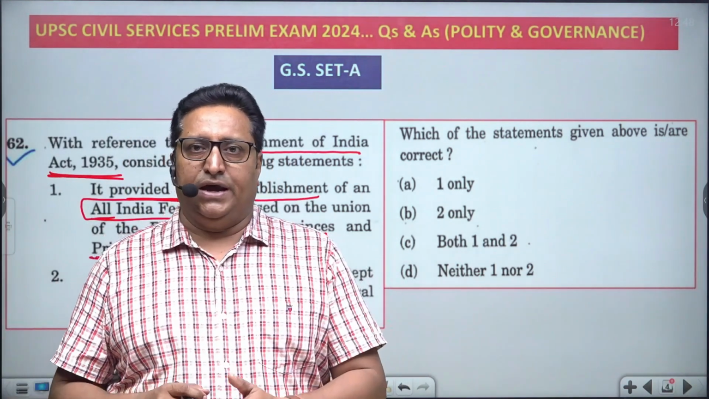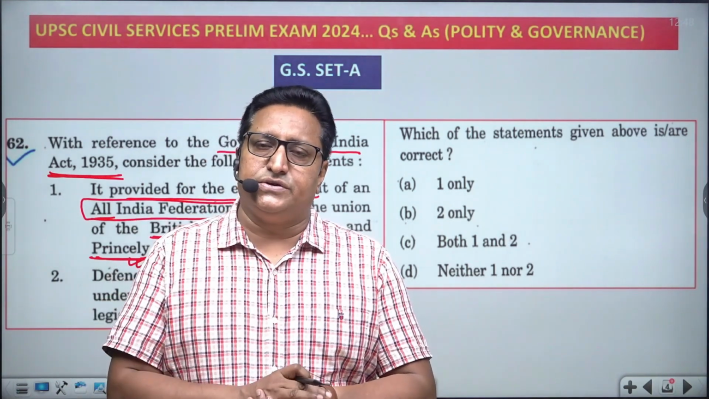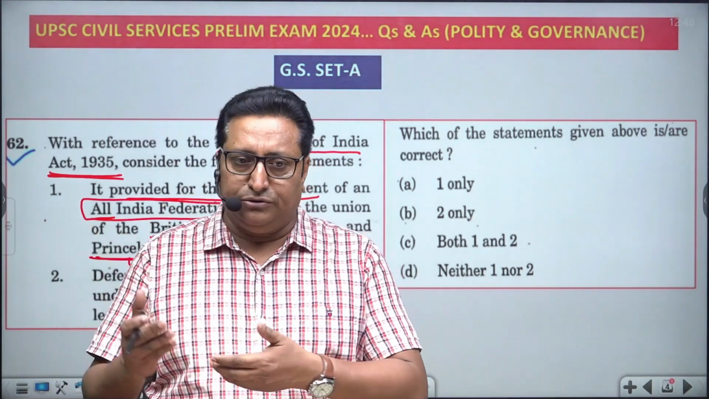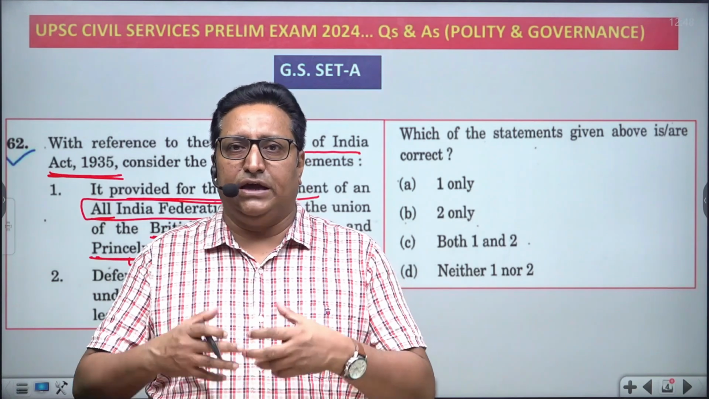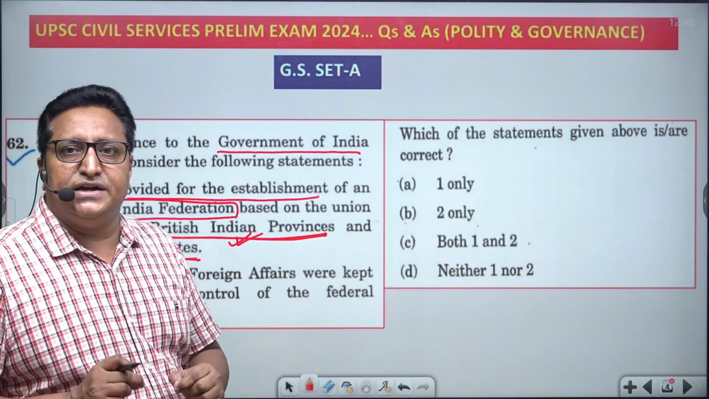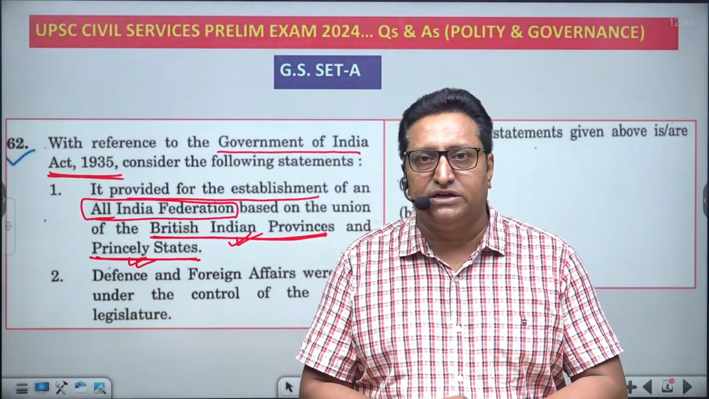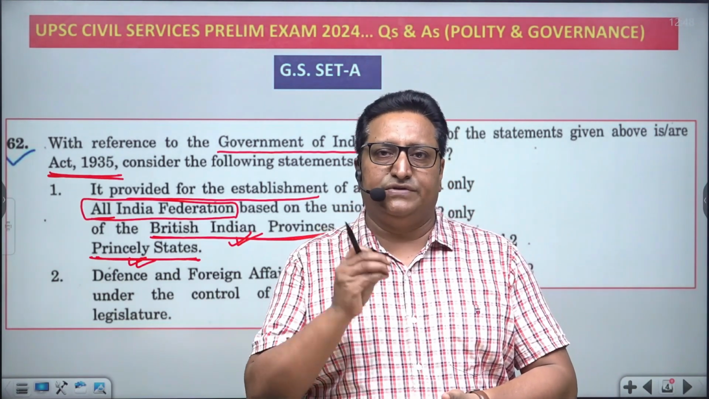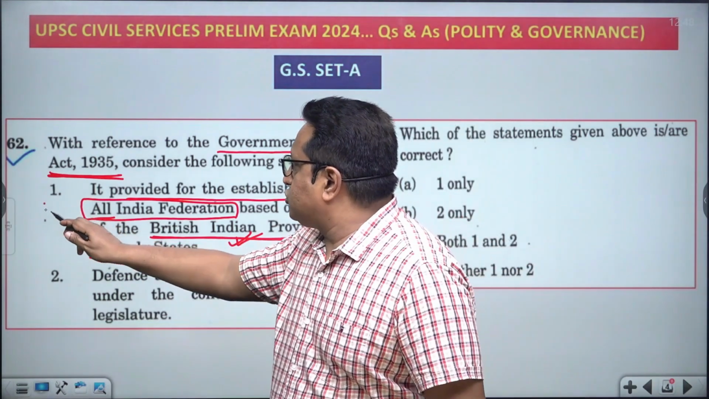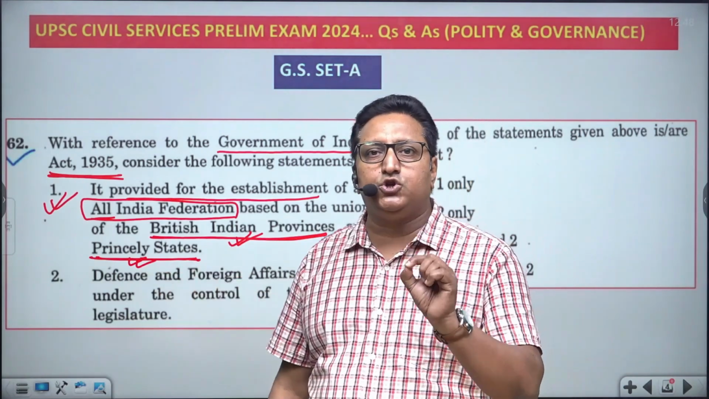If you have read the history of constitutional development, the various acts passed by the British Parliament, which also reflect the evolution of the political system in the country, you would know that the Government of India Act 1935 was a very important, landmark legislation passed by the British Parliament. One of the most important features of this act was the provision for a federation. So this statement is true. However, you should know that princely states were given a choice.